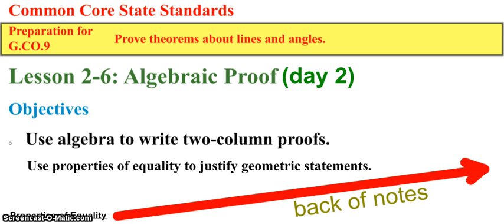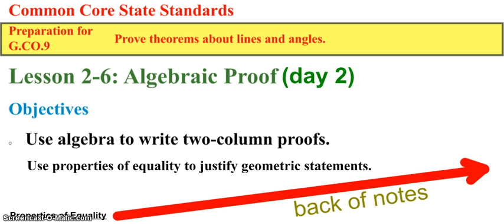Now yesterday we wrote notes and we did stuff in class where we used algebra to write two-column proofs. What we're going to do now is our second objective, use properties of equality to justify geometric statements.